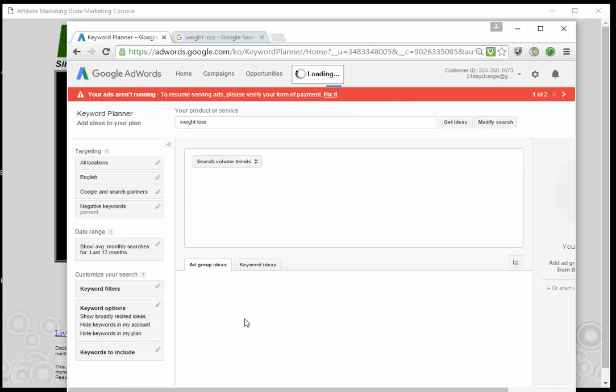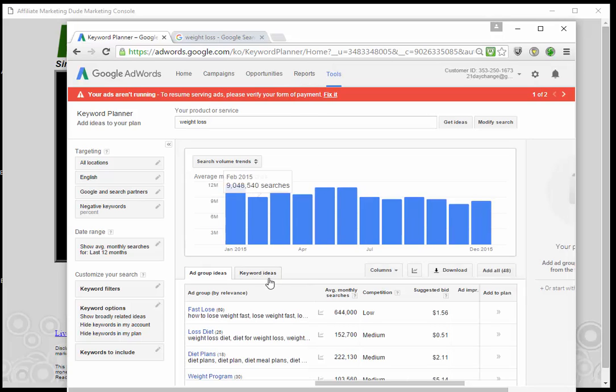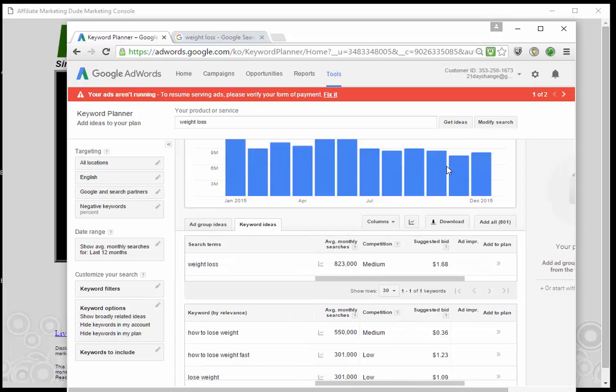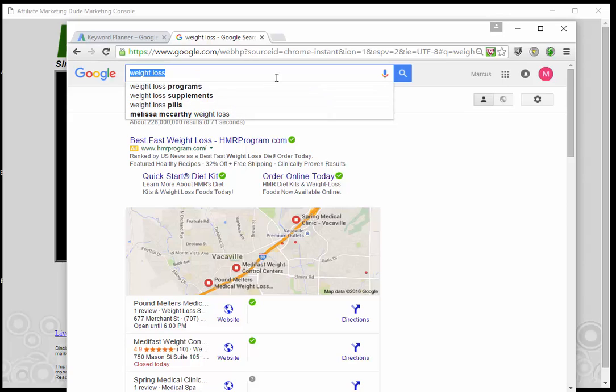And what this is going to do is search the database of people who search Google, and it's going to tell us that the word weight loss on average gets about 823,000 people per month to search for it. So just under a million people every month do exactly what I did by searching for weight loss in Google and hitting the search button.